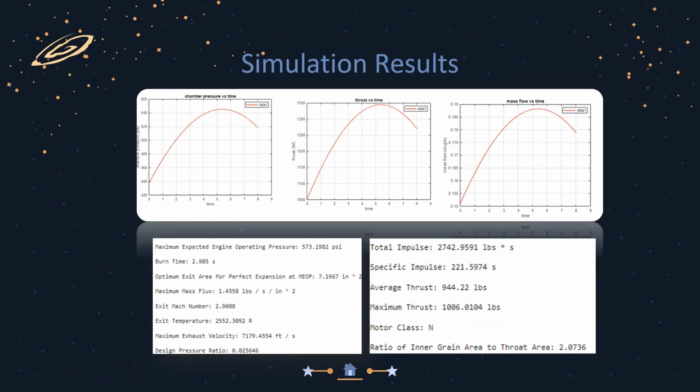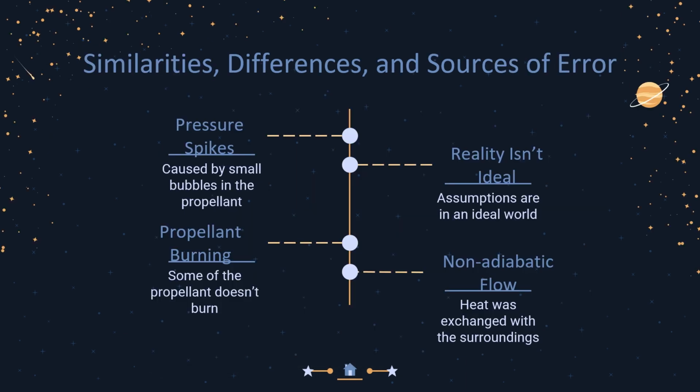Here are the results from the code. We have 3 graphs that show chamber pressure versus time, thrust versus time, and mass flow versus time. And then we have multiple outputs that characterize the burn of the motor. So some similarities, differences, and sources of error. Pressure spikes are caused by small bubbles in the propellant, which can cause uneven burn areas and quite large jumps in chamber pressure.